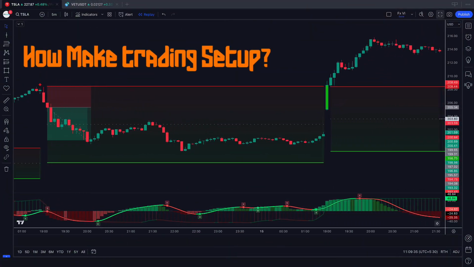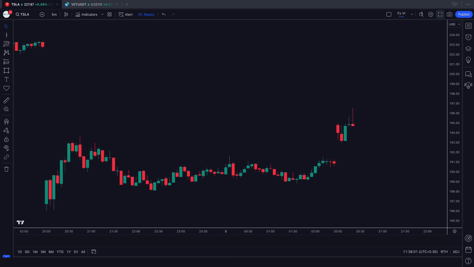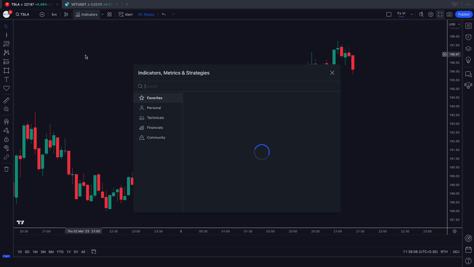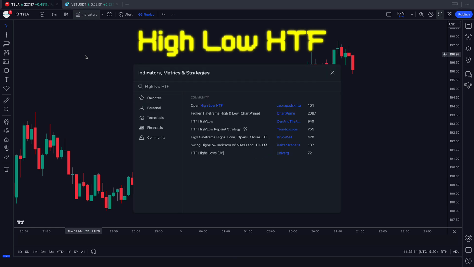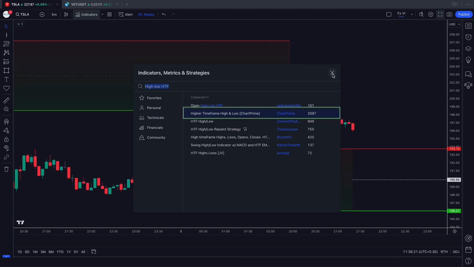First of all, how do we make the trading setup? Alright, let's dive right in. Open up your TradingView with a fresh chart, and focus on the 1 minute to 15 minute time frames. First of all, we will search High-Low HTF in the search box of TradingView. After that, we have to click on the higher time frame high and low option.